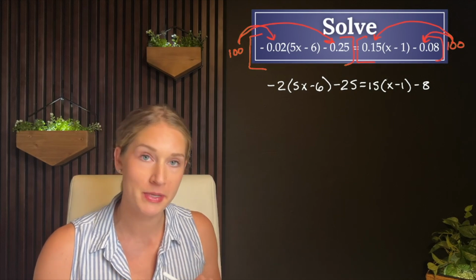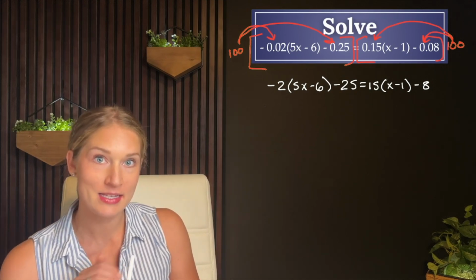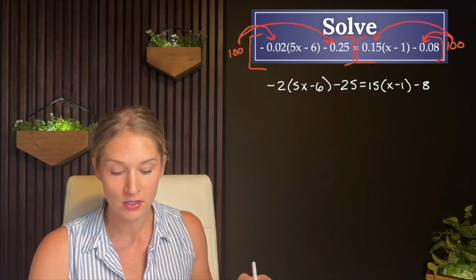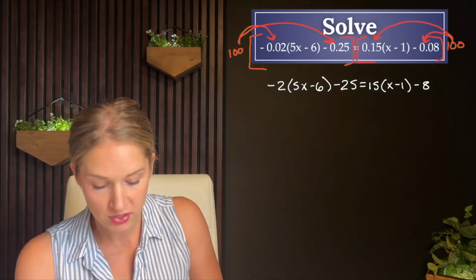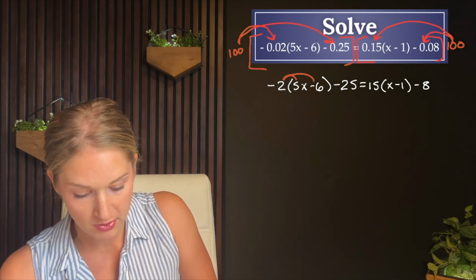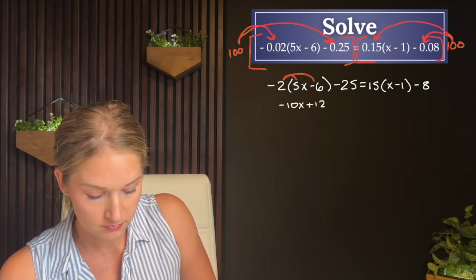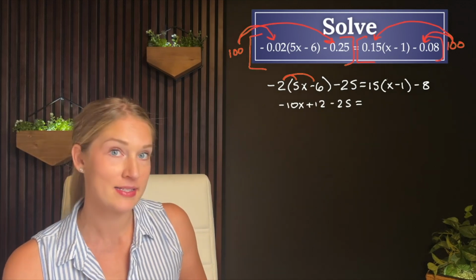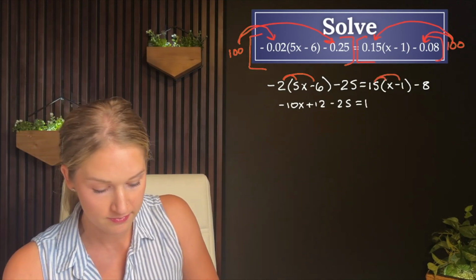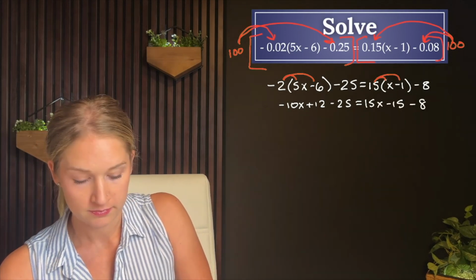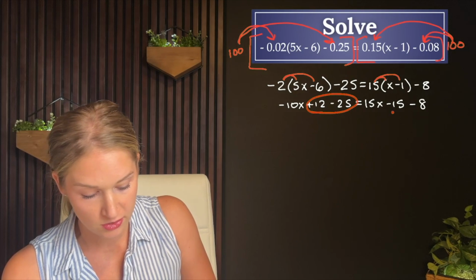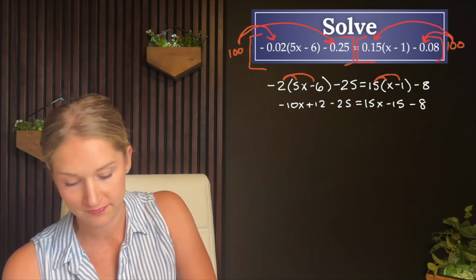So what we're going to do from here is look at the left side and simplify as far as we can, and then look at the right side and simplify as much as we can. On the left side, I see some distribution that I can do, so I'm going to take this -2 and distribute that into my parentheses. And then on the right-hand side, I also see some distribution I can do, so I multiply that 15 in. Now I just combine like terms. I can combine these two and these two together.